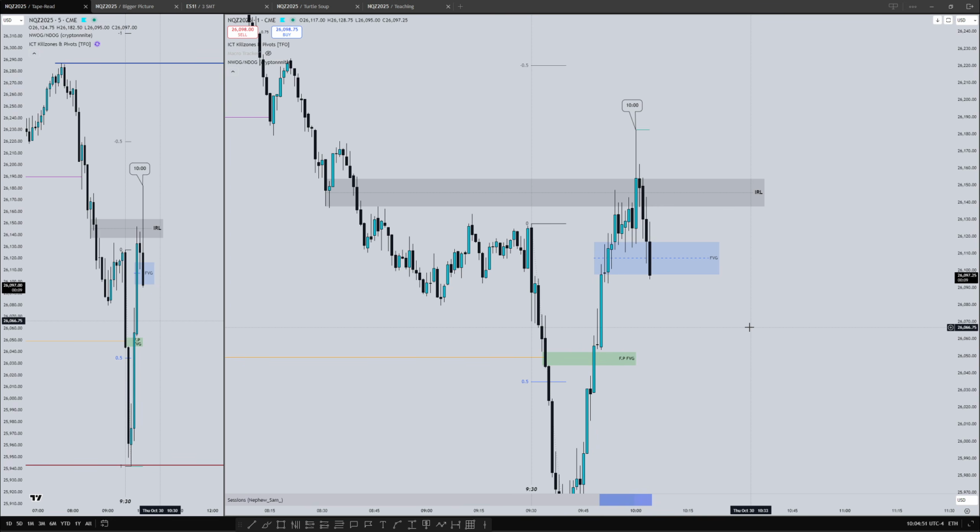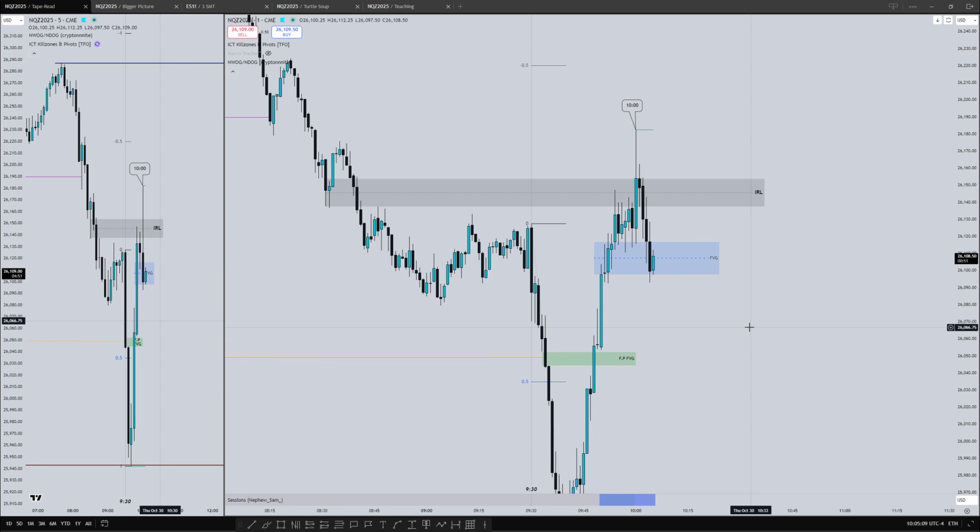Still plenty of time on the board. So just because it's macro time, I'm still gathering data. So there's no reason for me to take a trade instantaneously. Although I know this is going to give a really good setup during the macro time, there's still silver bullet. There's still plenty of opportunities after that.